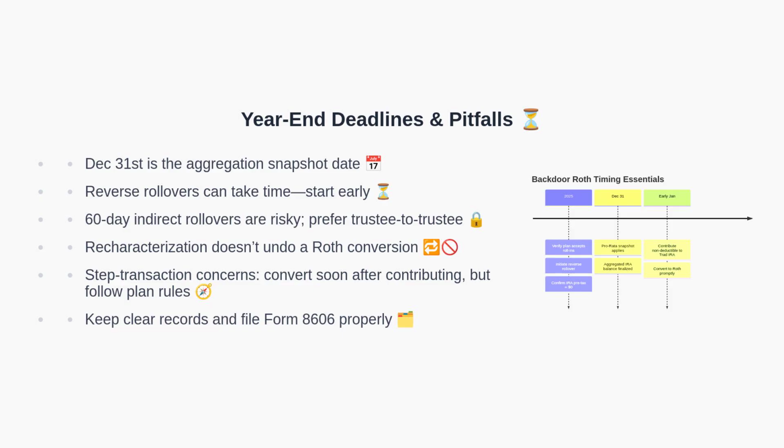Timing matters. December 31st is the snapshot date that determines the pro-rata calculation for the year. Because reverse rollovers take processing time, begin early. When moving funds, use trustee-to-trustee transfers when possible to reduce error risk. Indirect 60-day rollovers can be risky. Recharacterization does not undo a Roth conversion, so plan carefully. To reduce step transaction scrutiny, convert soon after contributing, but ensure you follow your plan's rules and maintain documentation. Always keep thorough records and file Form 8606 correctly.